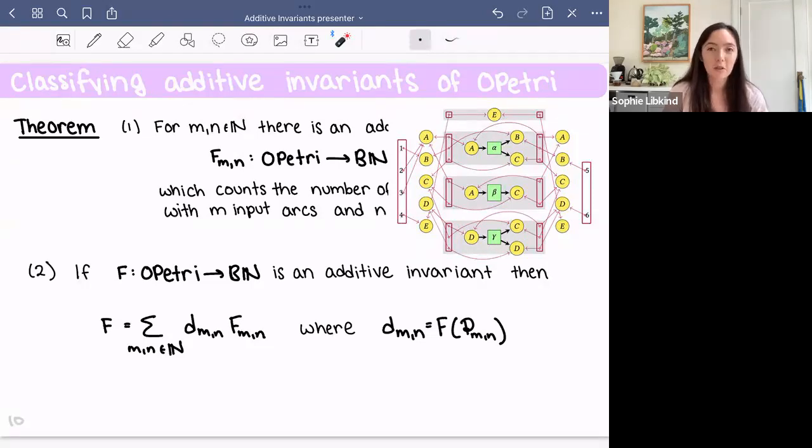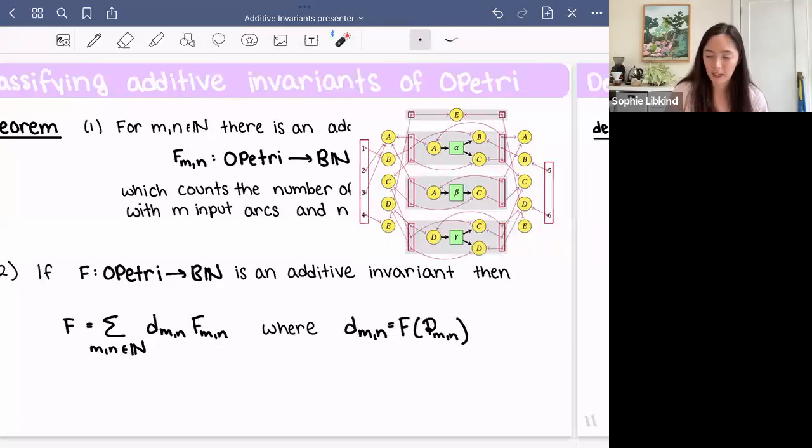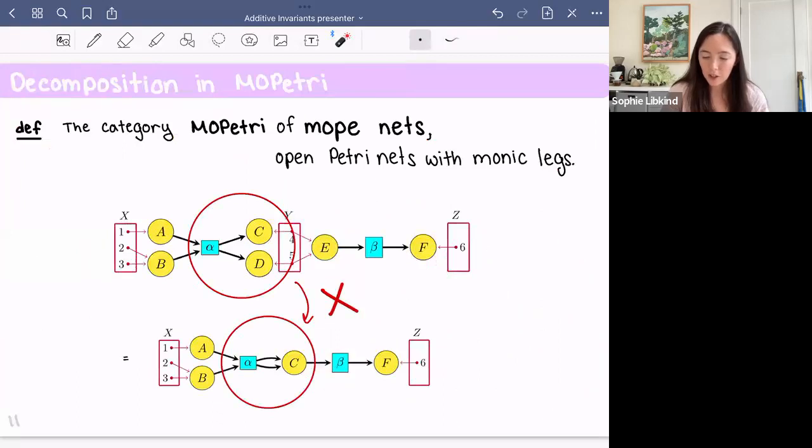So the next step is to do the same thing, but instead of for open Petri nets, for this category of mope nets. So we define a mope net to be an open Petri net whose underlying cospan has monic legs. So it's a wide subcategory of open Petri nets. And the reason you might be interested in this category is because the composition of mope nets actually preserves the relationship between a transition and its input and output species.